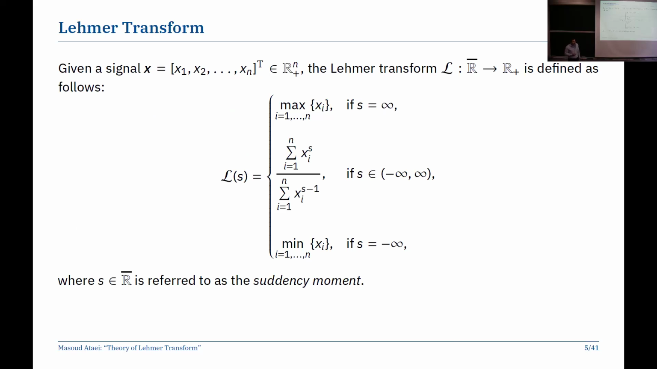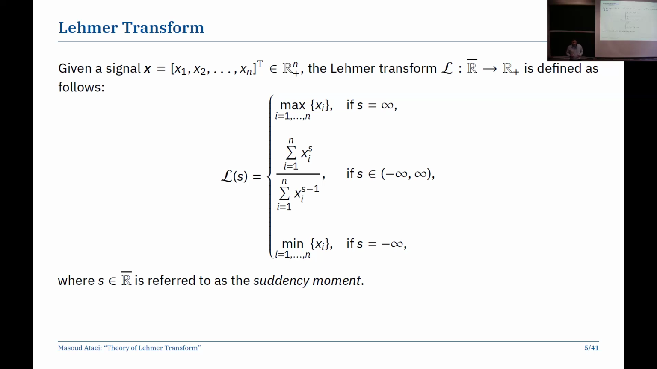Given a non-negative signal vector, the Lehmer transform is defined over the extended real line, and it maps the parameter S into a scalar summary statistic within the range from the minimum to maximum of the sample.